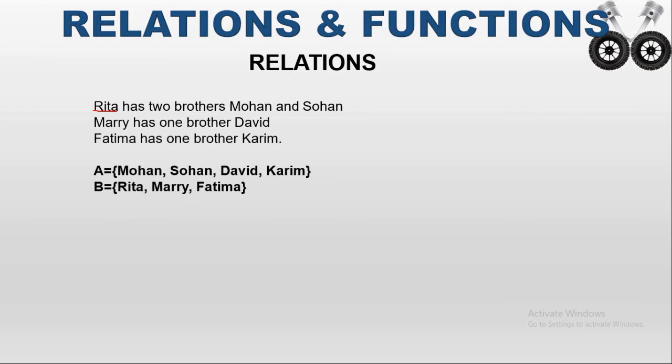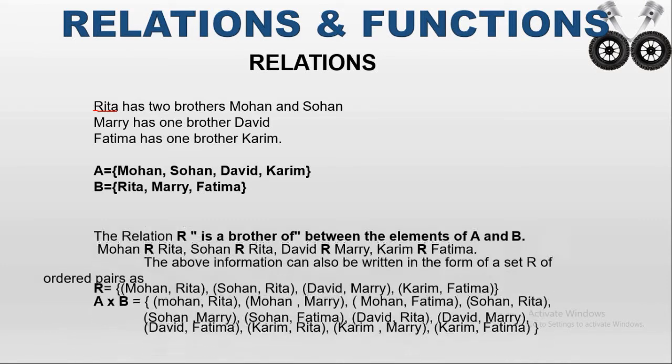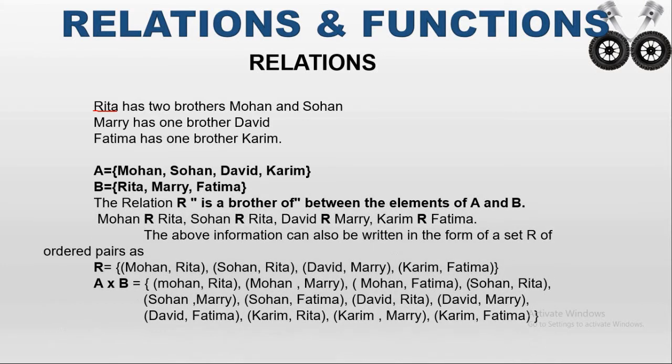So here we have two sets, one is a sister set, another one is a brother set. I denote capital A as the set of names of the brothers and capital B as the set of names of the sisters. So capital A equals {Mohan, Sohan, David, Karim}, and B equals {Rita, Mary, Fatima}. Now I have to find the relationship. So I denote the relation as R, capital R.